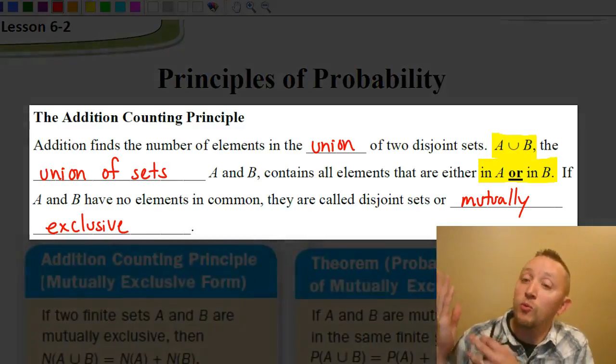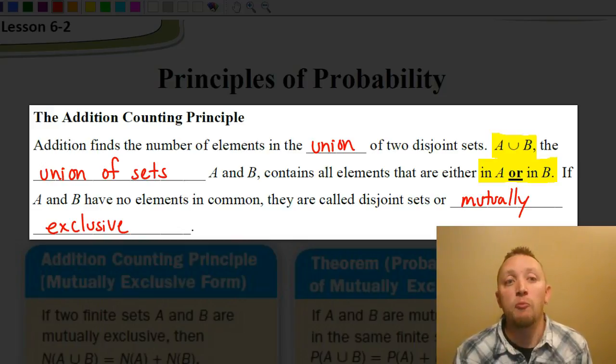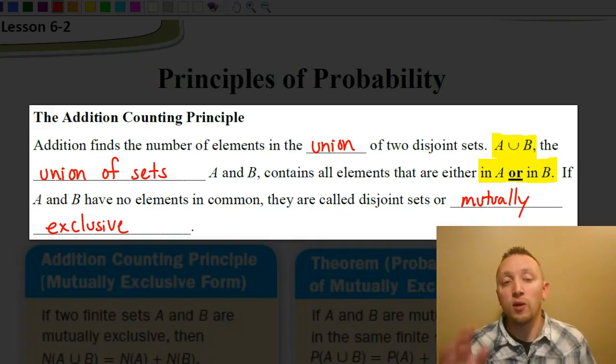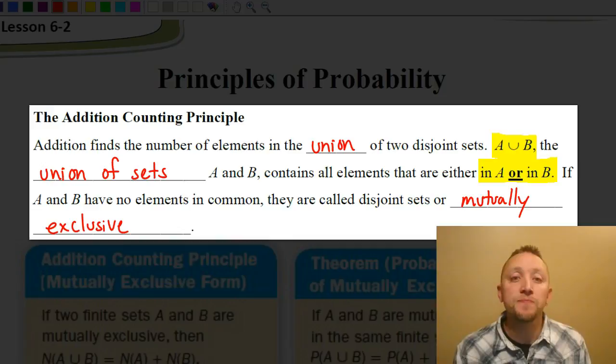So first, let's look at what I have up above here. We have what's called the addition counting principle. The addition counting principle just finds the number of elements in what we call the union of two disjoint sets. Now, if you're wondering what that word disjoint means, if you skip down to the end of this paragraph, it says that disjoint sets are just another word for what we call mutually exclusive sets, where one does not impact the other.